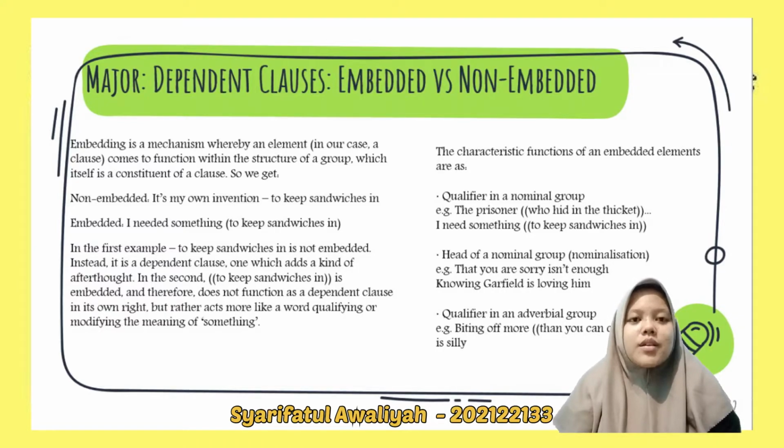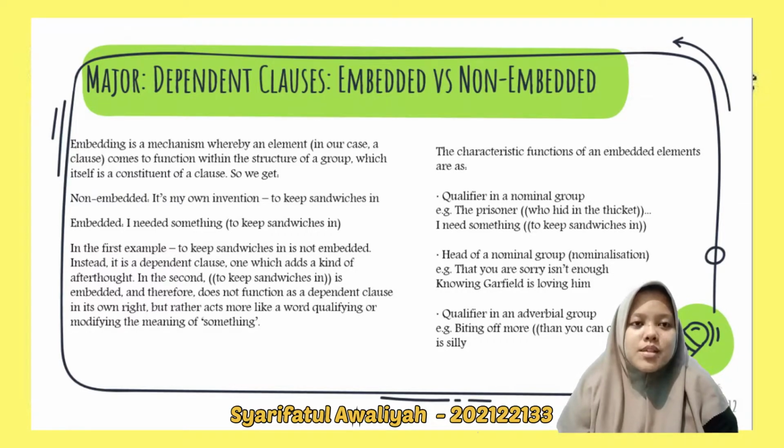Major dependent clause, embedded versus non-embedded. Embedding is a mechanism whereby an element, in our case a clause, comes to function within the structure of a group, which itself is a constituent of a clause. So we get non-embedded: it's my own invention to keep sandwiches in. Embedded: I needed something to keep sandwiches in.